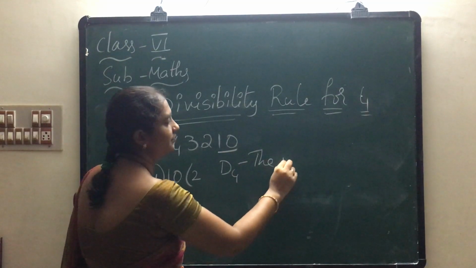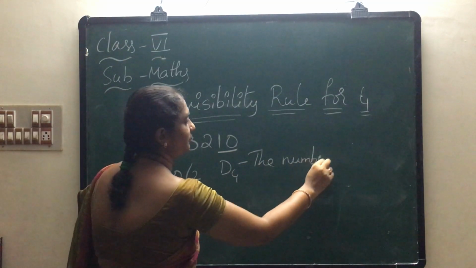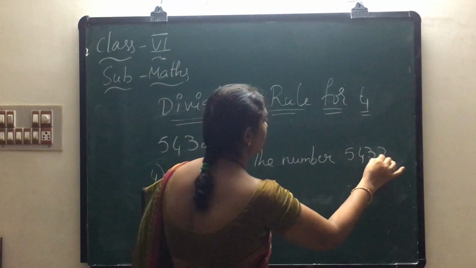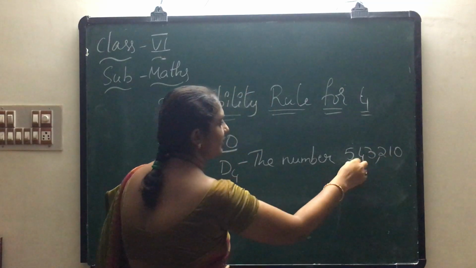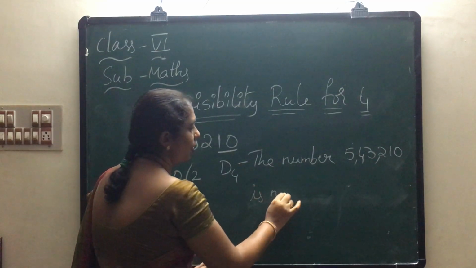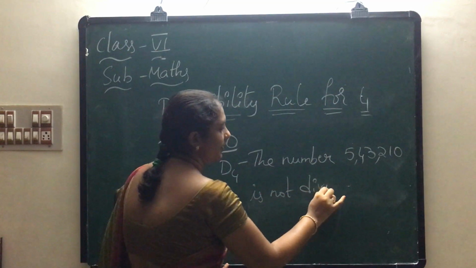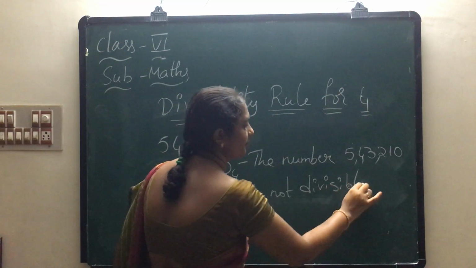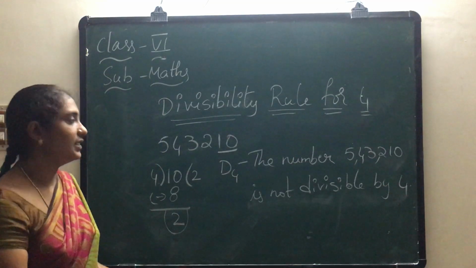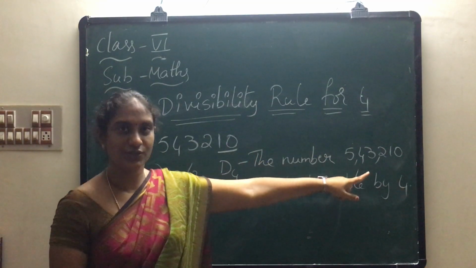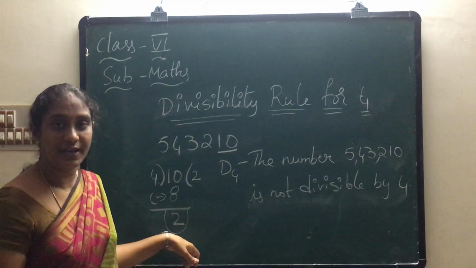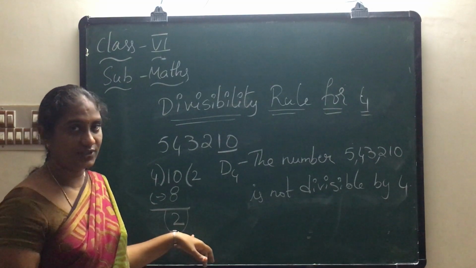So right here: the number 5,43,210 is not divisible by 4. Okay children, do you understand? The number 5,43,210 is not divisible by 4. Why? Because here we got remainder 2. Okay, do you understand? I think.